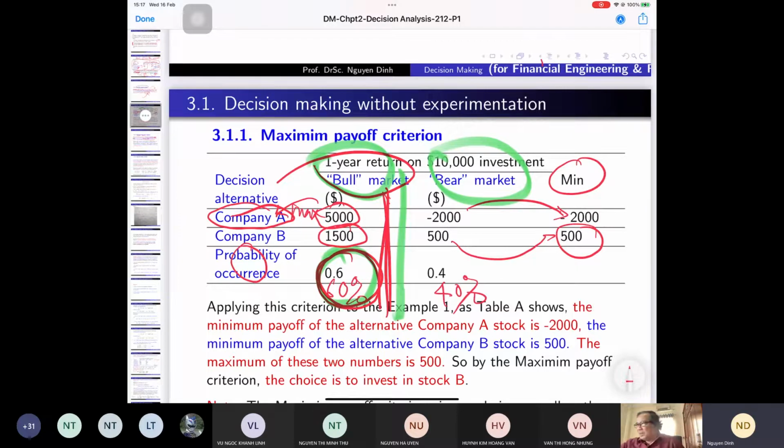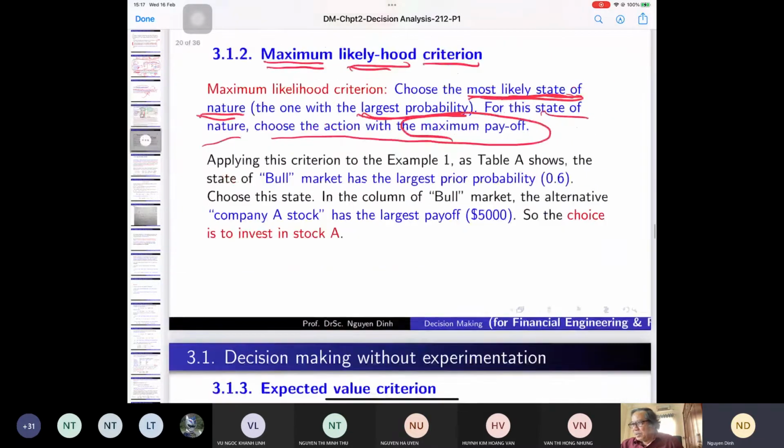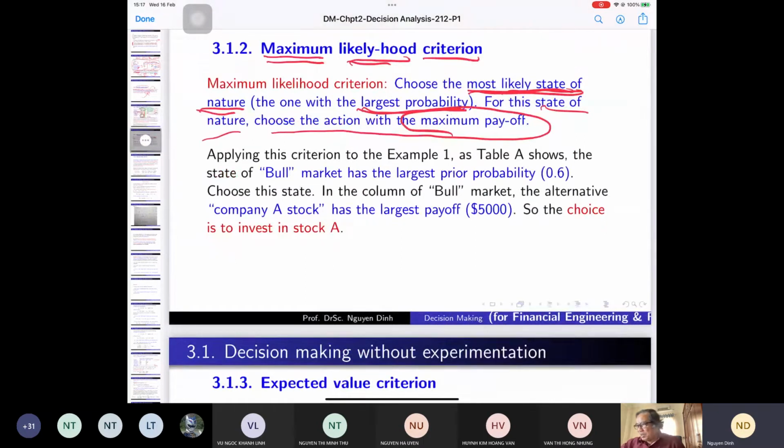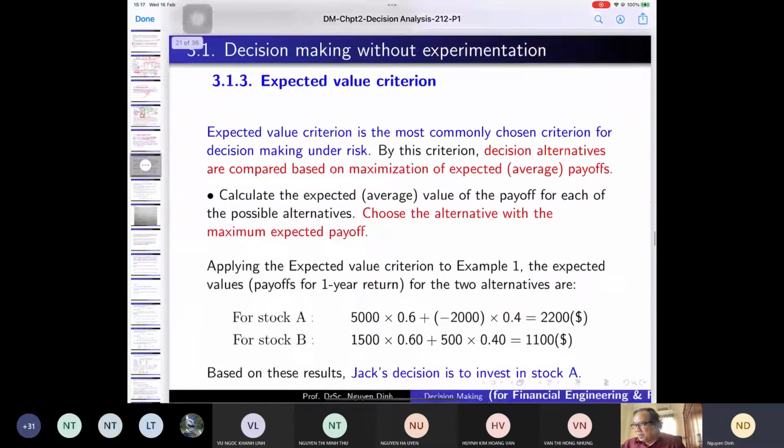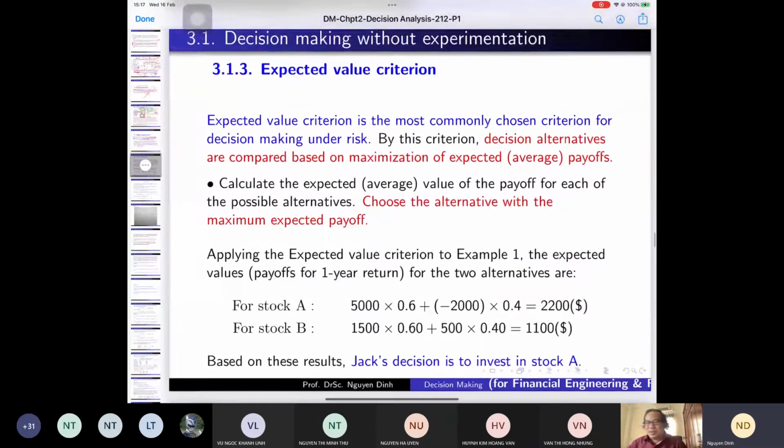Okay, that is the maximum likelihood criterion. And of course, in this case you choose stock A. And there is the last thing for this. I tell you, the second way, maximum likelihood criterion, is for people who like probability.